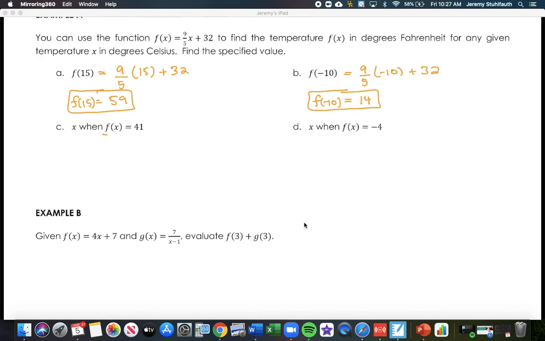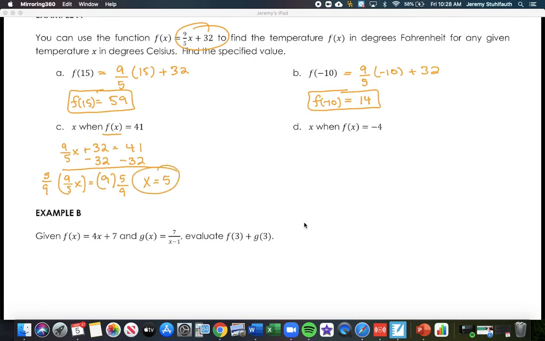Okay. Next question says, what is the x value when f of x equals 41? So f of x is 9/5 x plus 32. And we want to know what the x value is when that is equal to 41. So we would subtract 32 from both sides. That would give us 9/5 x equals 41 minus 32 is going to be 9. And then we're going to multiply by the reciprocal, which is 5/9. And so we get x is equal to 5. So when the function is equal to 41, then x is equal to 5.